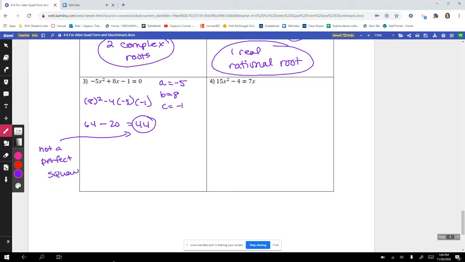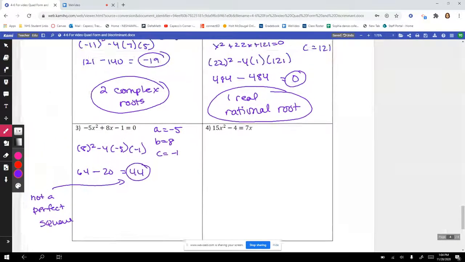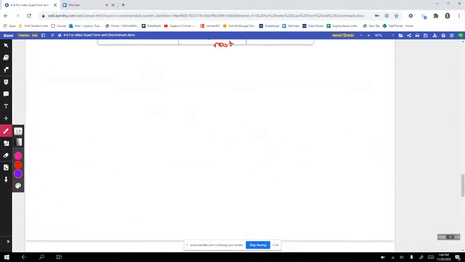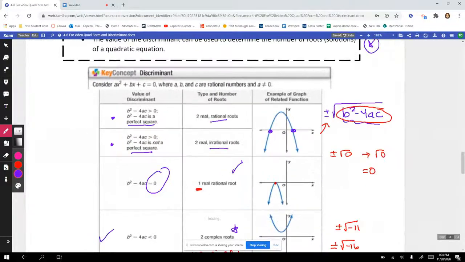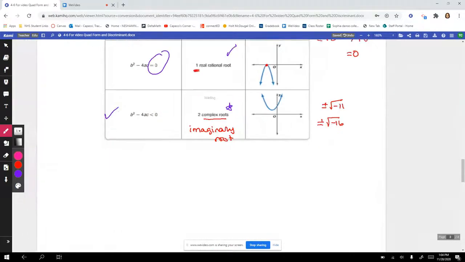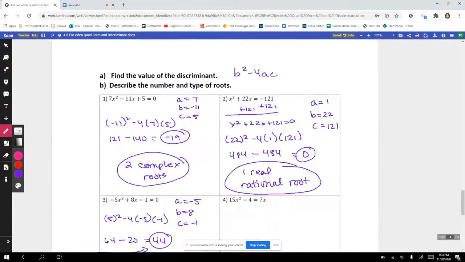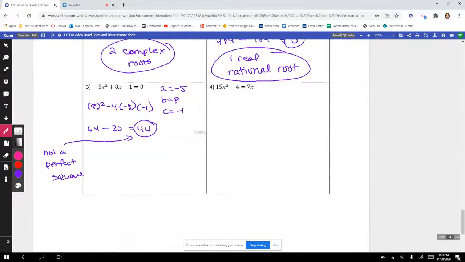Okay, so let's go back to our chart. We need positive and not a perfect square. So let's go back, see what we have. So our first part here was positive. Not a perfect square is this one right here. So we have 2 real irrational roots. Okay, so it's going to touch the x-axis, but we have an irrational solution there. So I have 2 irrational roots.